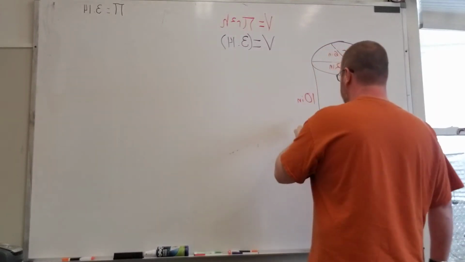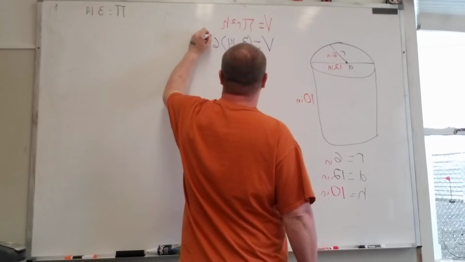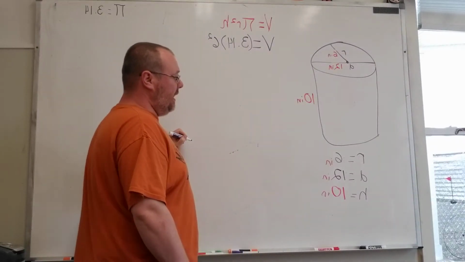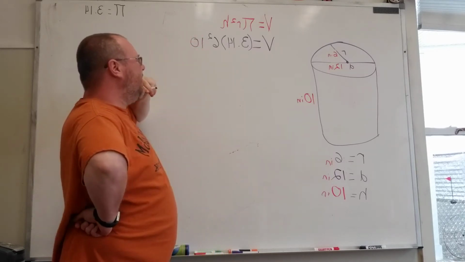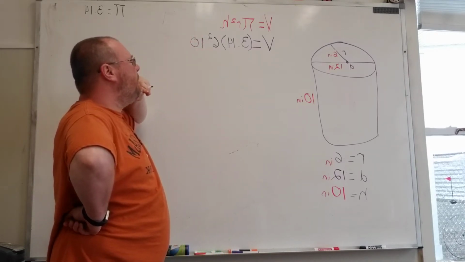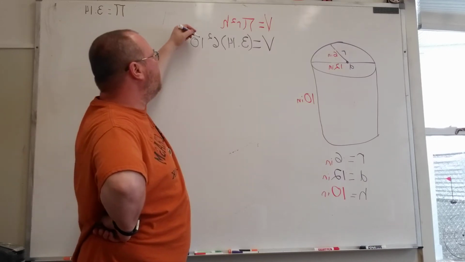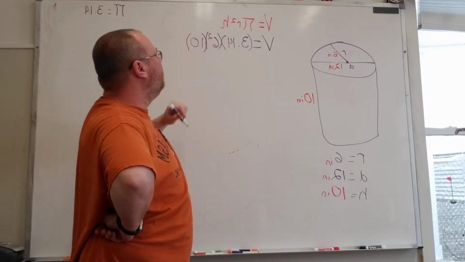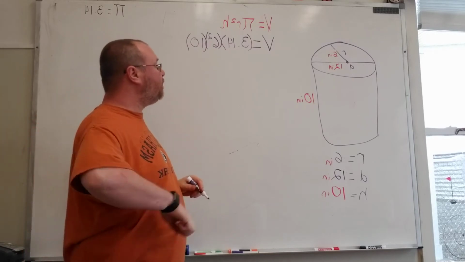Do I know what the radius is? 6. And the height. The height is 10. What happens if I leave it like that? It's going to be a little confusing in a while. So I'm going to put parentheses around all 3 values. That way I know that I'm multiplying each number.